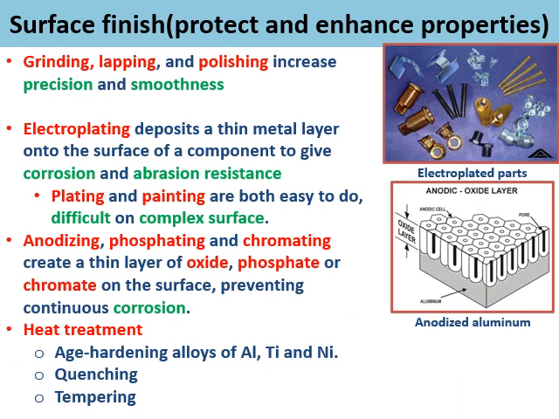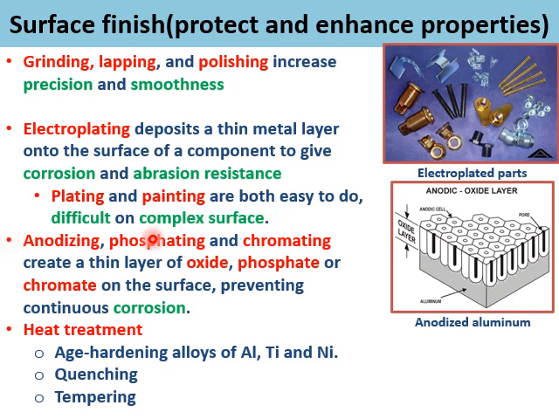Explained previously. Grinding, lapping, and polishing increase the precision and smoothness. Electroplating deposits a thin metal layer or thin alloy layer on the surface of a component to give corrosion and abrasion resistance, such as nickel plating. Plating and painting are both easy to do, but difficult on complex surfaces.